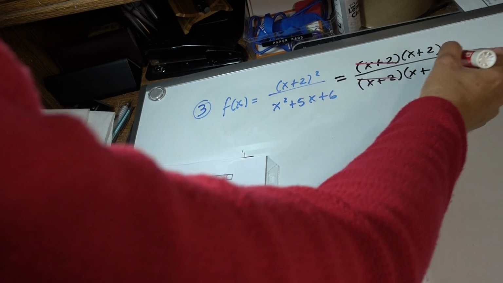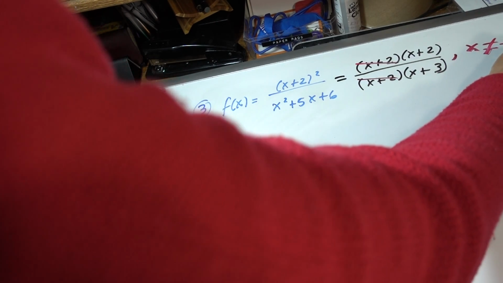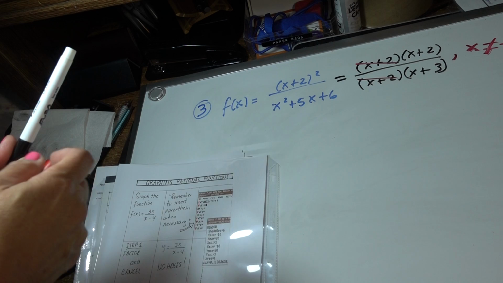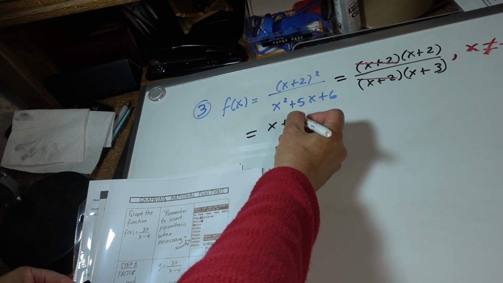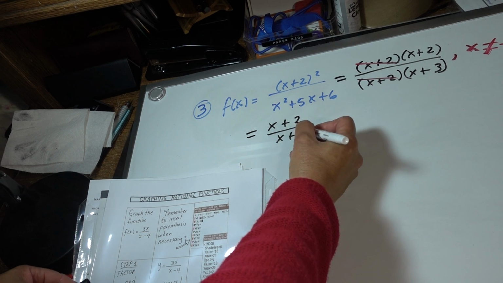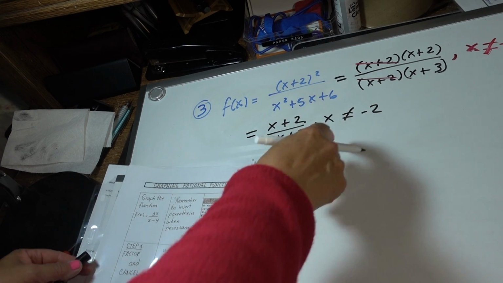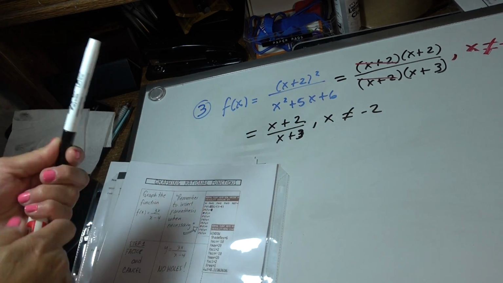Once you do this, right away you have to add the condition that x cannot be negative 2, because at that value the denominator becomes 0, and then we have something that is not valid, so it's undefined. So what we have now is x plus 2 over x plus 3 with the condition that x cannot be negative 2. So at this value, exactly, we have a hole.